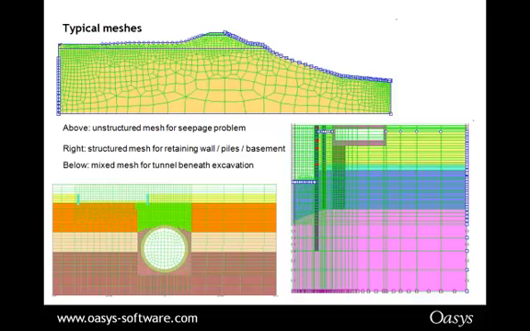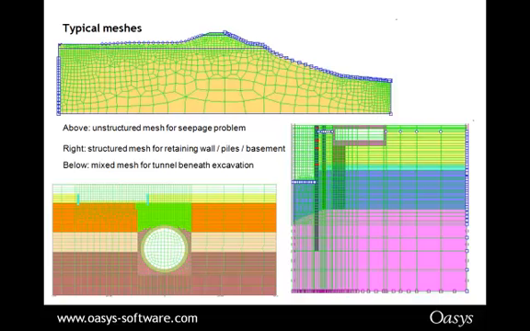But this is a quick example of the kind of meshes that have been used in real life problems. So at the top here, we've got an unstructured mesh for a seepage problem. We've got a structured mesh for a retaining wall, pile or basement problem. And at the bottom, we've got a mixed mesh for a tunnel beneath an excavation.